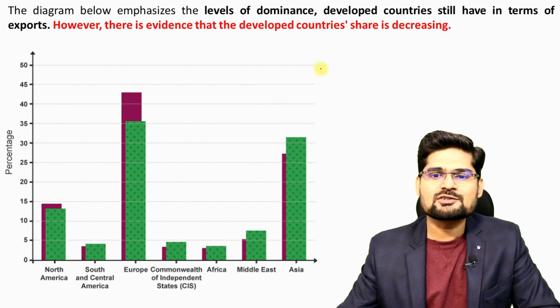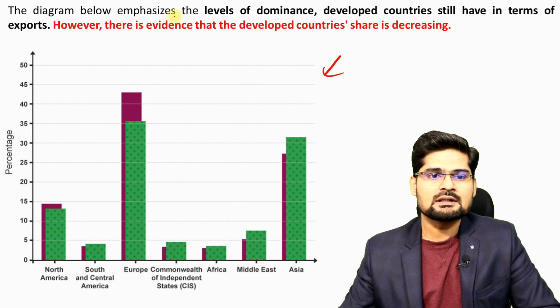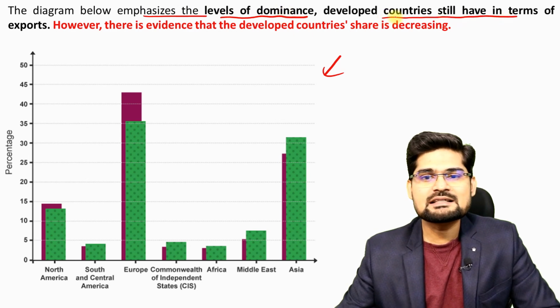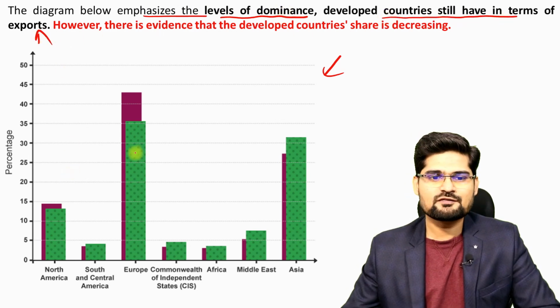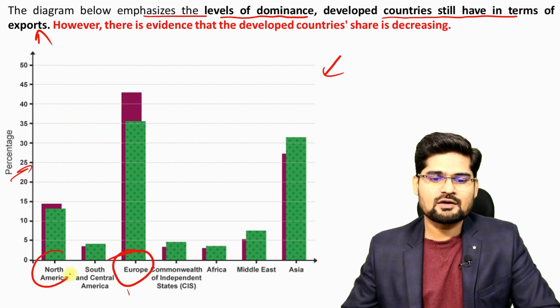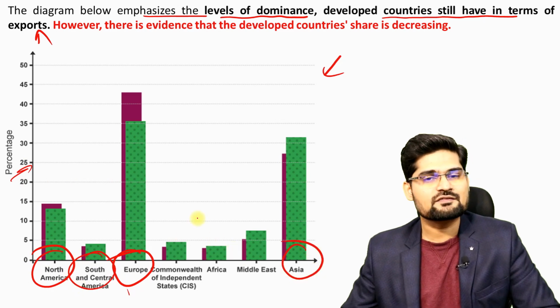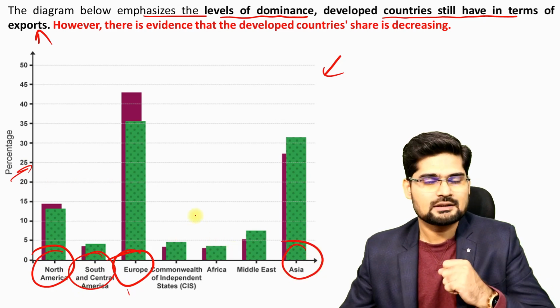Now let's understand through some graphs. What you observe here emphasizes the levels of dominance, right, that developed countries still have in terms of exports. So if you observe the export data here, the percentage here, Europe, then you have North America, some portions of South and Central America, and also some areas of Asia. They dominate the world, right, in terms of trade.